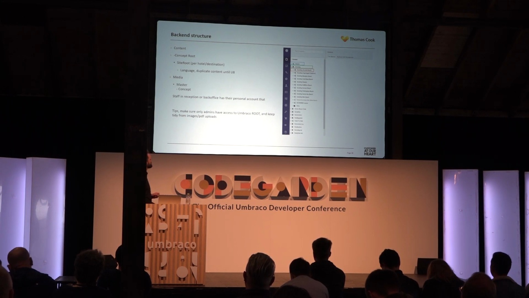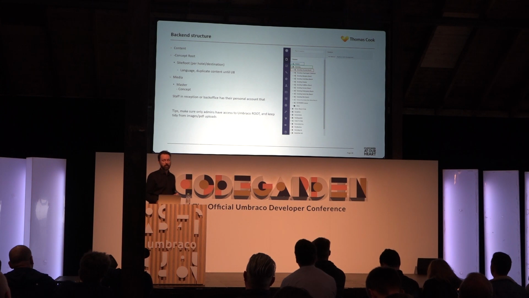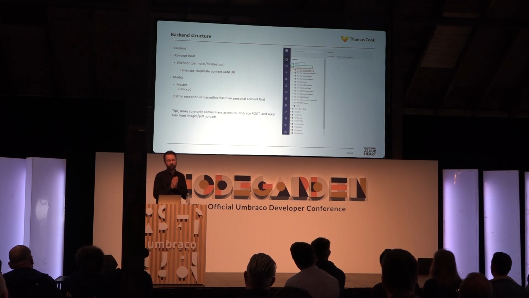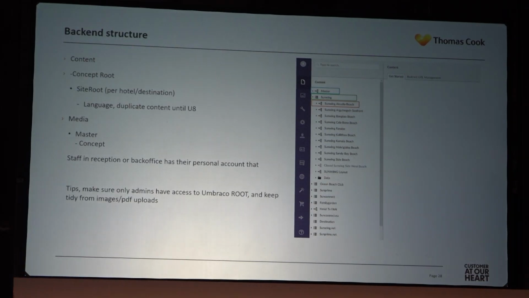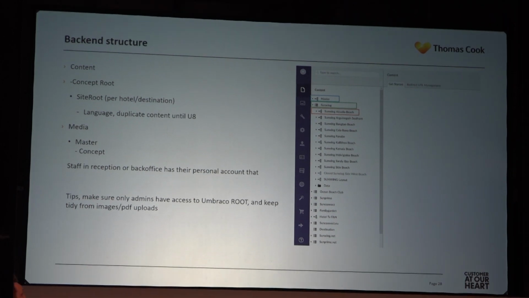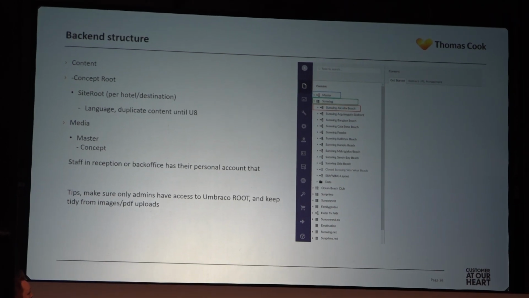So basically this is within Umbraco, the backend. We have divided everything in Umbraco. Everything is built on Umbraco core functionality, so we are creating folders and different document types and different document templates. So basically we have a concept root, in this case Sunwing at the top in green.